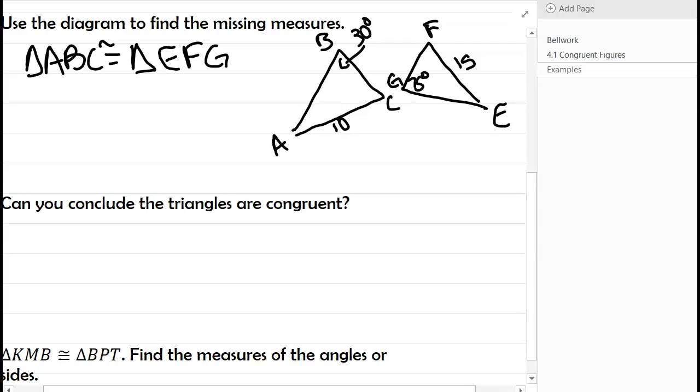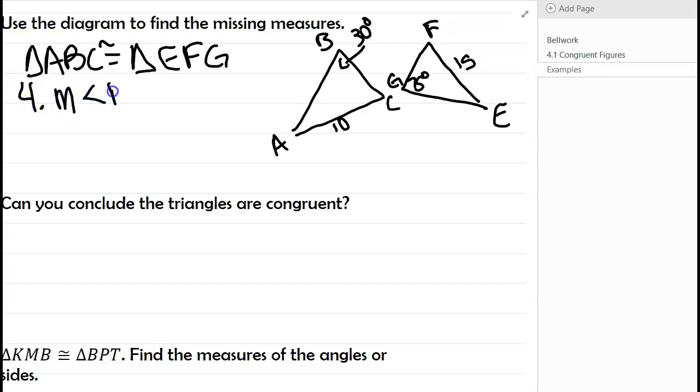So I want to use that information. Let's find the measure of angle F. I want to find the measure of angle F. So this angle right here. Remember, these triangles are congruent, which means the measure of angle F is the same as the measure of the corresponding angle in the other triangle. Now, just looking at this, which angle corresponds with angle F in the other triangle? B. What is the measure of angle B?